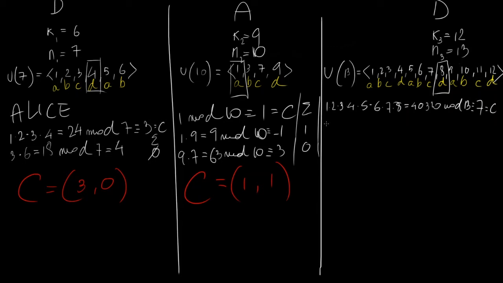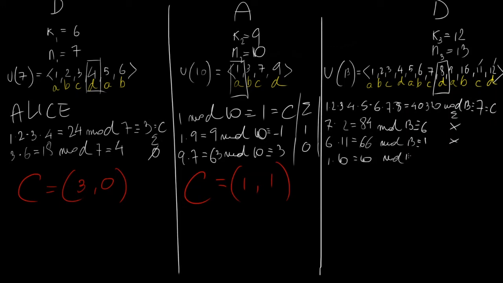So let's do it. We'll do 7 times the first element, which is 12. 7 times 12 equals 84 mod 13, congruent to 6. So on the list of sigma, this is not a sigma. Now we have 6 times the next one, 11, equals 66 mod 13, congruent to 1. No sigma. The next one: 1 times 10 is equal to 10 mod 13, congruent to 10, obviously no sigma.